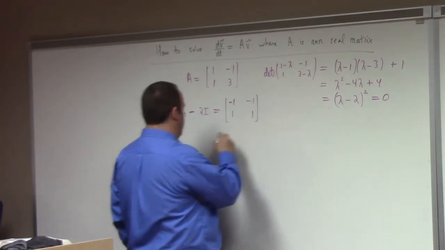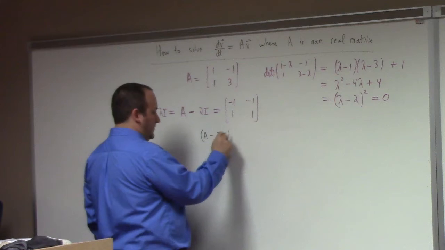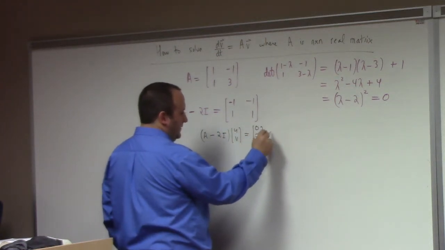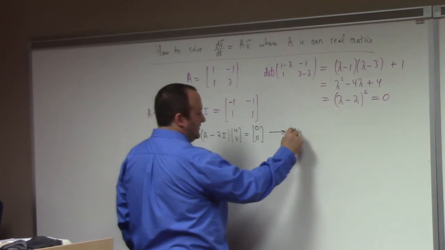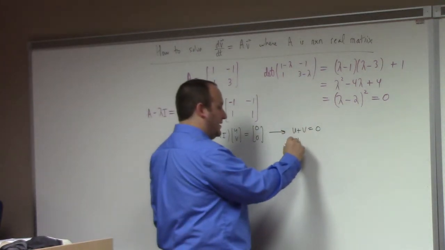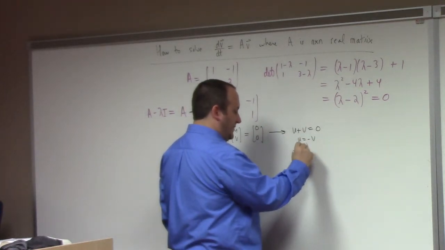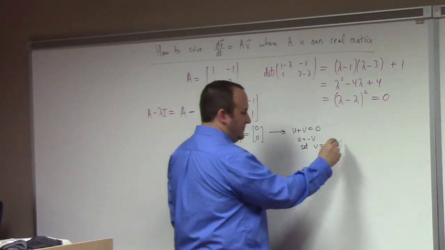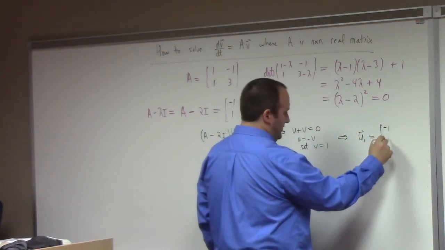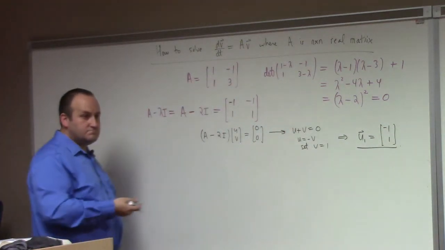So basically, if I have A minus 2I times (u, v) equals (0, 0), that says to me that u plus v has to be equal to 0, right? So u has to be minus v. So if I set v equal to 1, I get u1 equal to (minus 1, 1). There's an eigenvector with eigenvalue 2.